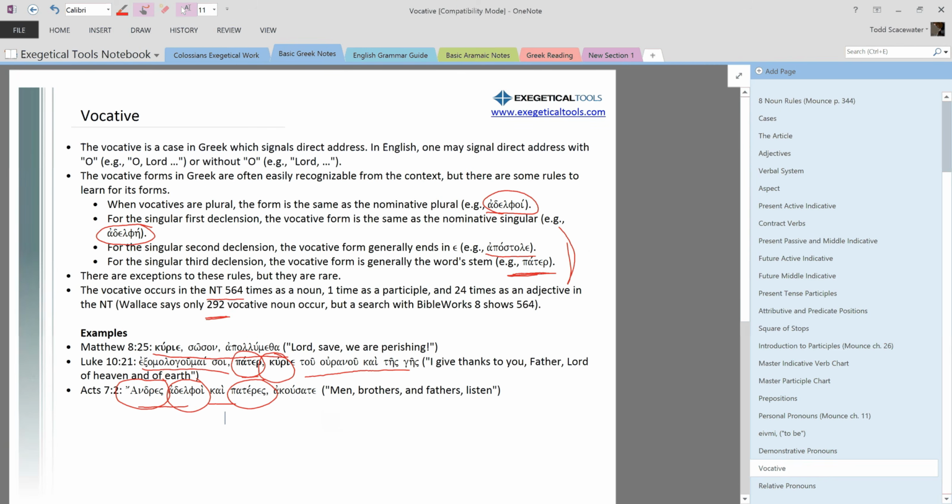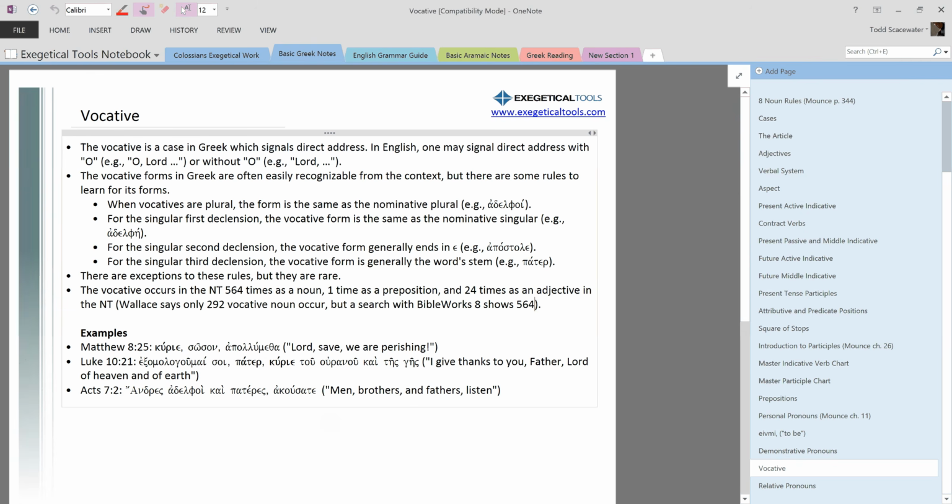I'll just clear this a little. Now, as I said, you'll usually recognize it from context, but there are some rules to learn. You may not know what the actual endings and forms are yet, so I'm just going to show you some examples. Adelphoi can be either the subject, meaning brothers, like "the brothers are going to the store," or it can mean brothers in the vocative. So it has the same form.